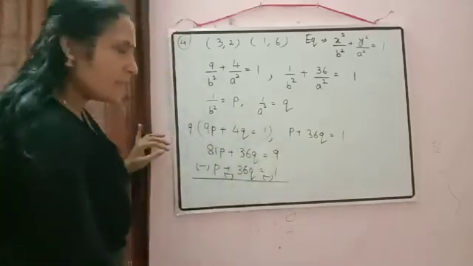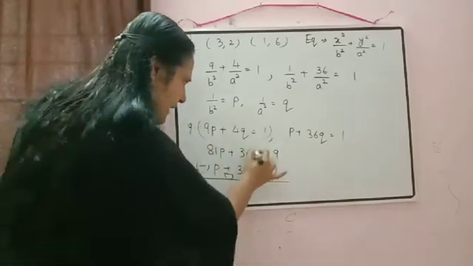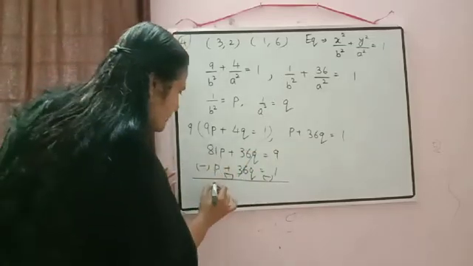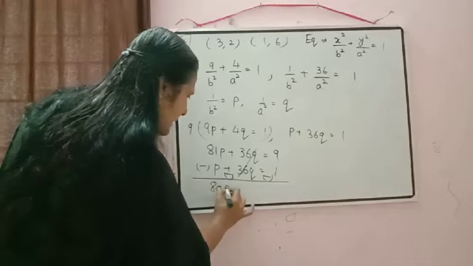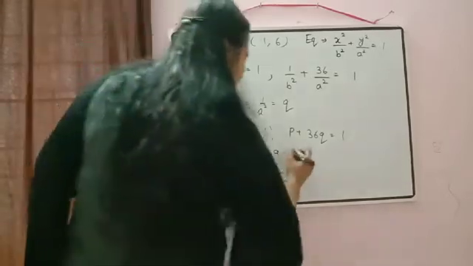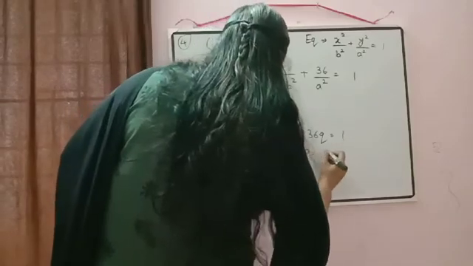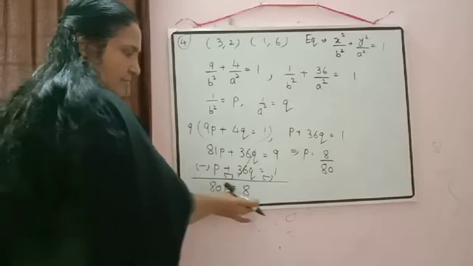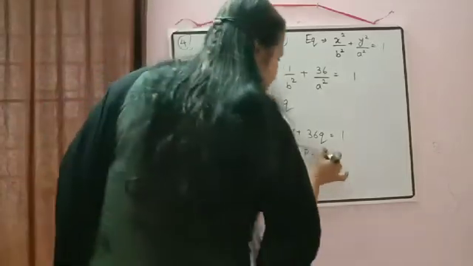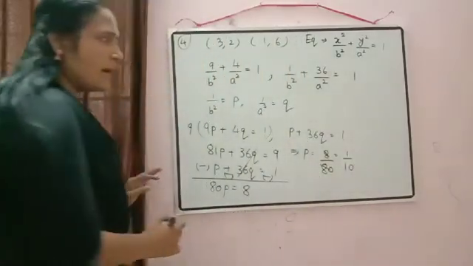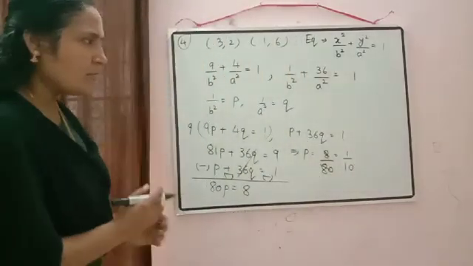9 1s are 9. Now when we subtract, 36q will get cancelled. 81p minus p, so that will be equal to 80p is equal to 9 minus 1, 8. So from here what will come? p is equal to 8 by 80. Not 80 by 8. We are shifting 80 to the right hand side. So cancel it. We will get p is equal to 1 by 10. So we got the value of p.